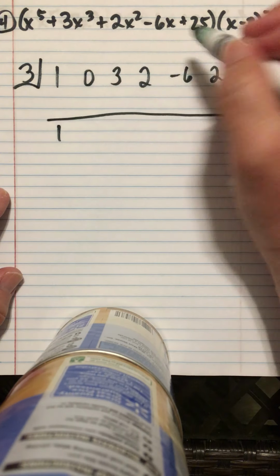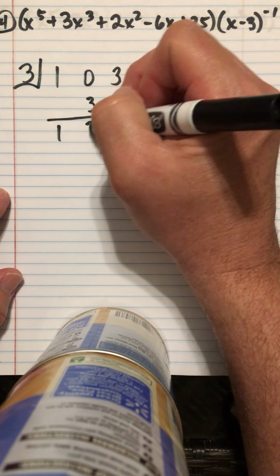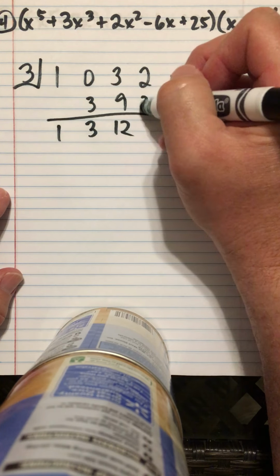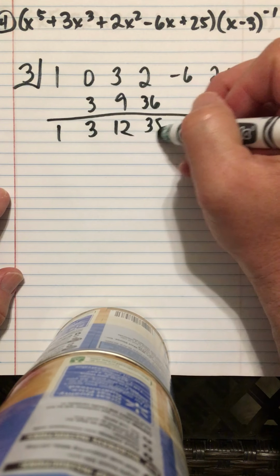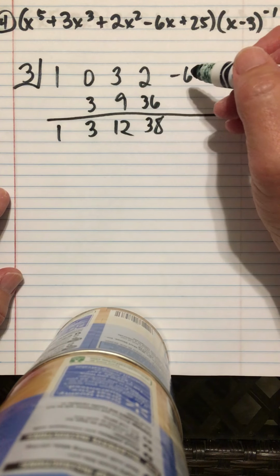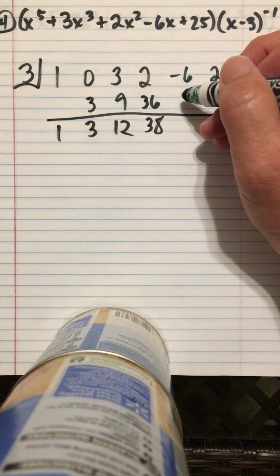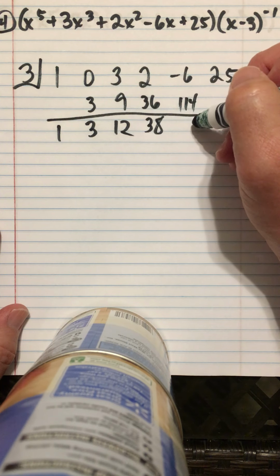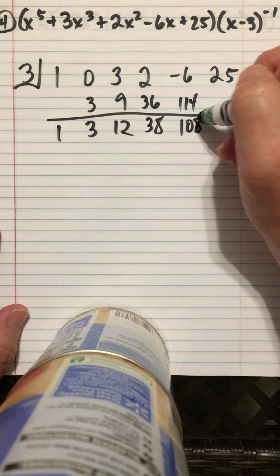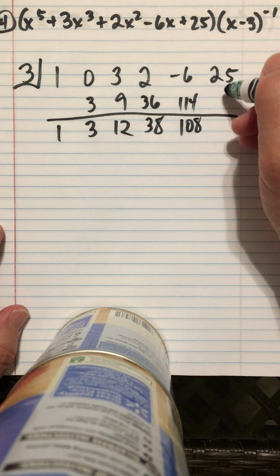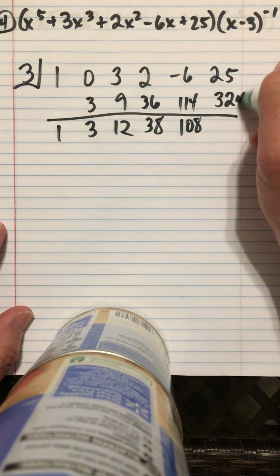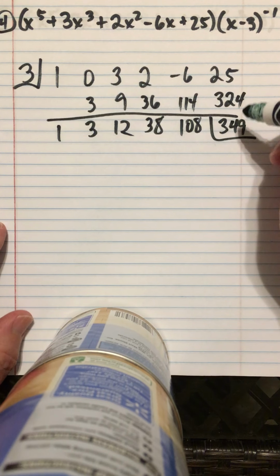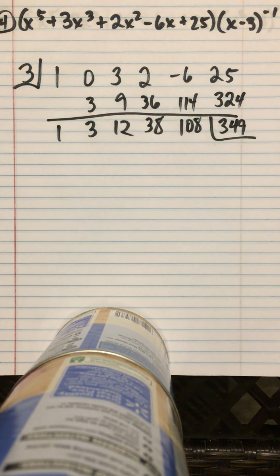Drop the 1 and begin. 1 times 3 and add. 3 times 3 is 9 and add. 12 times 3 is 36 and add. 38 times 3 is 114. And add. 108 times 3 is 324 and add. Now, you may be thinking, oh my goodness, these are some big numbers.